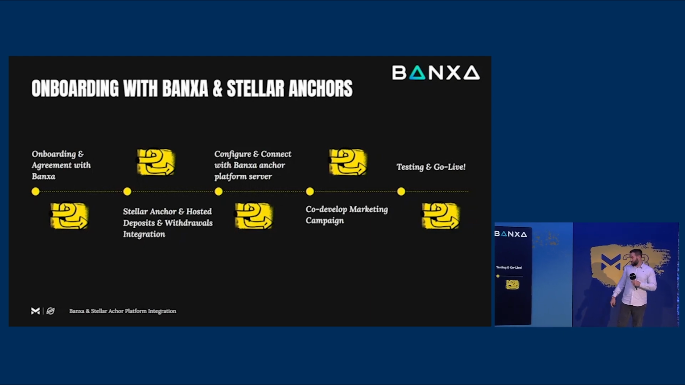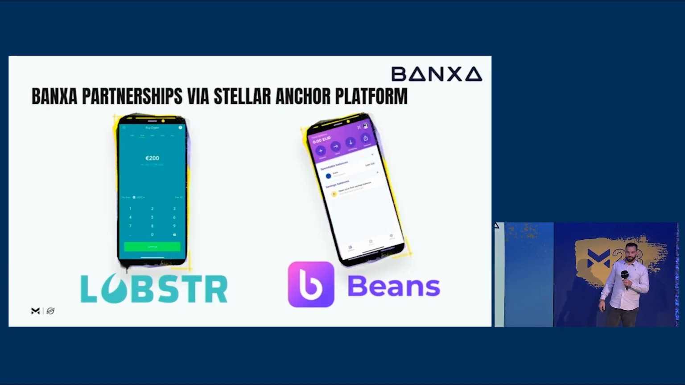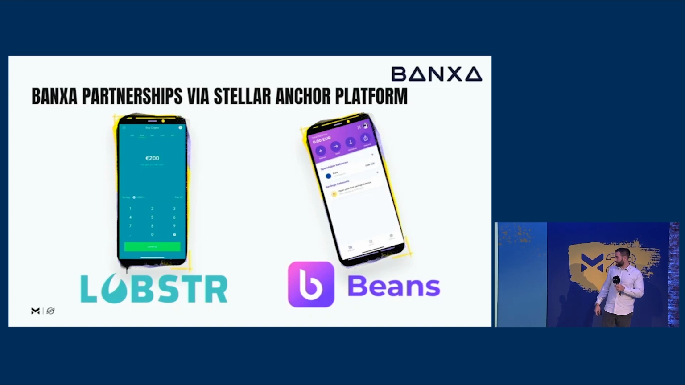Who have we already been working with? You might have seen around the conference the last few days Lobster and Beans. We're already working with them. They're using Banksa through the Stellar Anchor platform for off-ramping USDC on Stellar, and on and off-ramping. We're very excited to work with them. Both of these integrations are very nearly completed, and we expect to go live in the next couple of weeks. That's very exciting. We're obviously open to any other partners working on the Stellar platform to come and talk. We're happy to integrate more partners through our platform, and happy to continue working with Stellar.